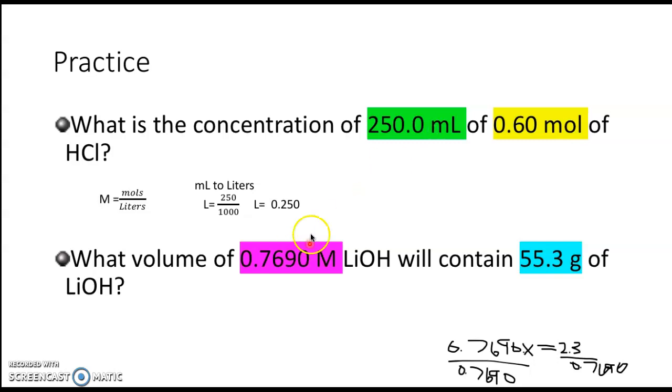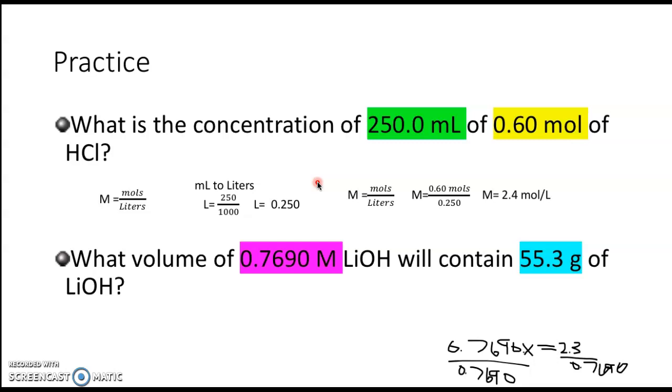And then now that I have my liters and I have my moles, I'm going to plug them in and solve. So my moles were 0.60 divided by my liters, which is 0.250, and I get my answer as 2.4 moles per liter. Now, the problem is not always going to be that simplistic.